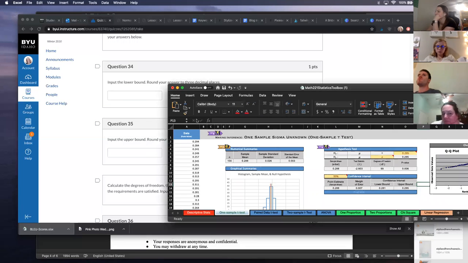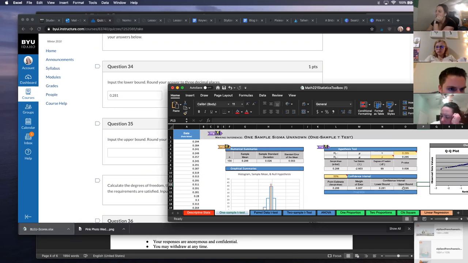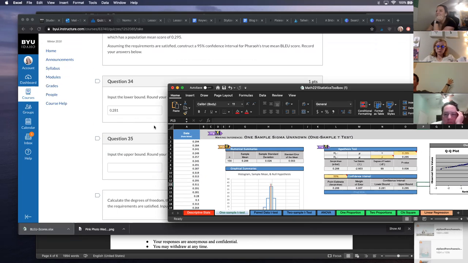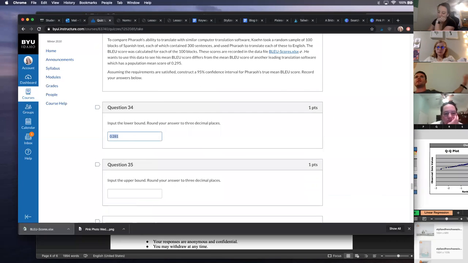The lower bound, I get 0.281. 0.282. Yeah. What did I do wrong? Your confidence interval. Oh gosh. Yeah. It's that little stuff that always throws me off. Yeah, that looks better.